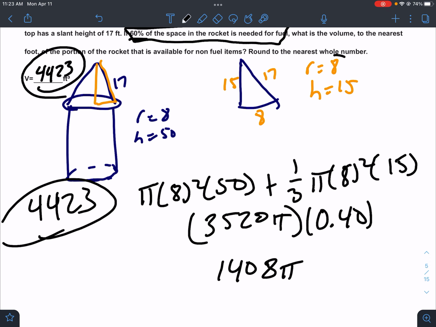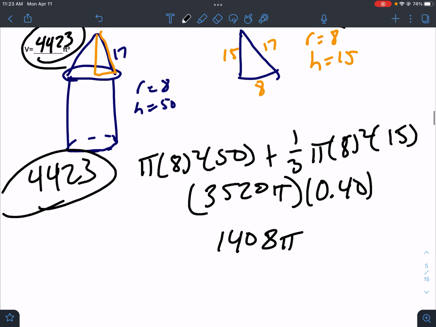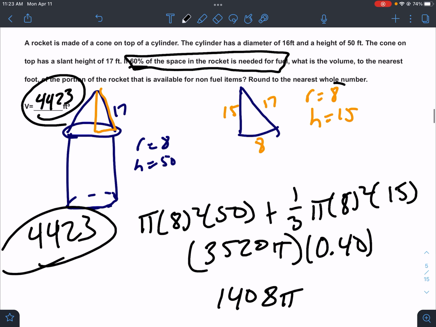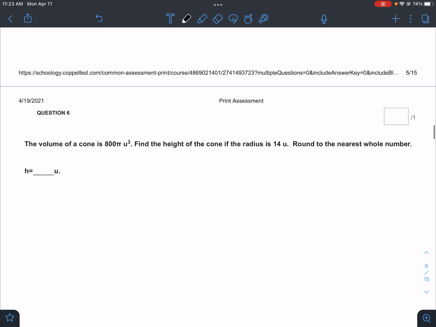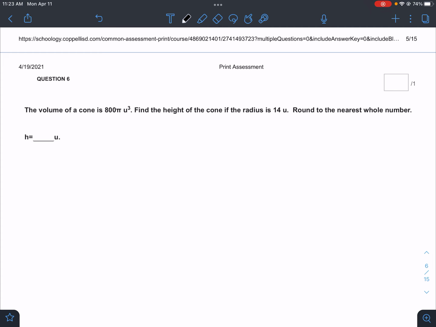4423. Perfect. So 60% is used. That means we have 40% left over for non-fuel. That's why I did times 0.4. I added the cylinder plus the cone to get the total, times 0.4 to get what's left for non-fuel items.